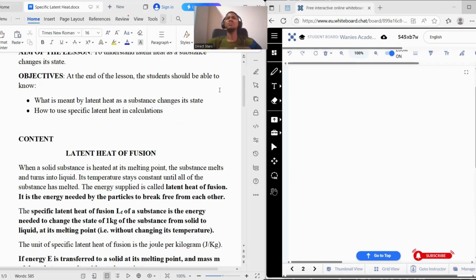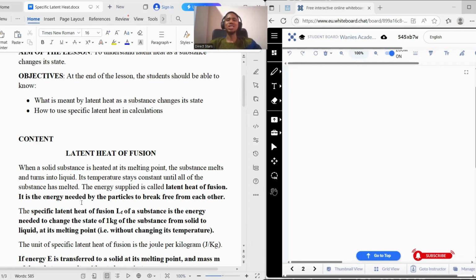Remember, at that point of solid changing to liquid, at that melting point, temperature is constant. It's only the energy that allows the separation of the particles in solid to change to liquid. So we say latent heat of fusion is the energy needed by the particles to break from each other, solid particles breaking from each other and turning to liquid particles.